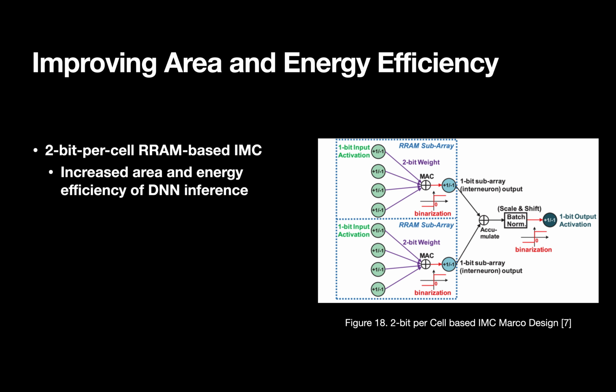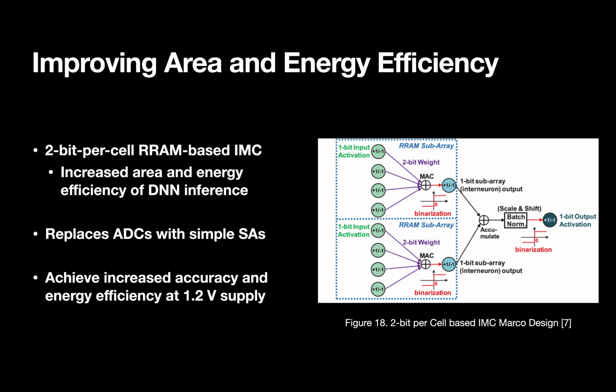A 2-bit per cell RRAM-based in-memory computing prototype in 90 nanometer CMOS has been proposed for area and energy efficiency of DNN inference. An input splitting scheme replaced the power-hungry ADCs with simple SAs. Three different DNNs were benchmarked, achieving an accuracy of 87% and energy savings at a 1.2 volt supply.